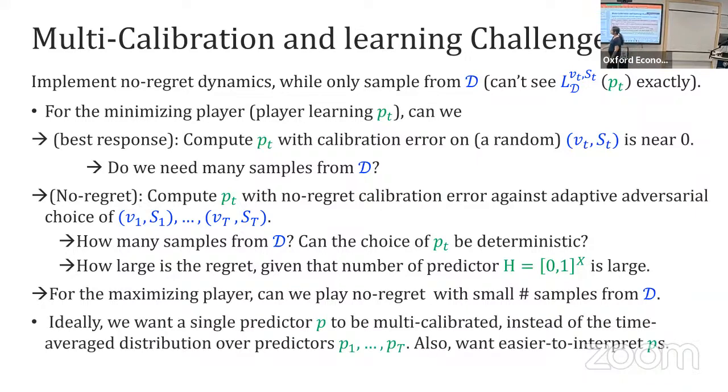And finally, for multi-calibration, something that typically is desirable is that you want to output a single predictor rather than a distribution over predictors. I will tell you in a little bit why sometimes people care about this, but importantly, in the past, we aggregated, we time averaged the solution, and sometimes for multi-calibration, that's not an ideal thing to do.